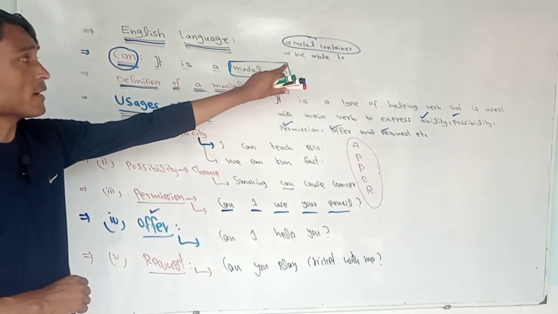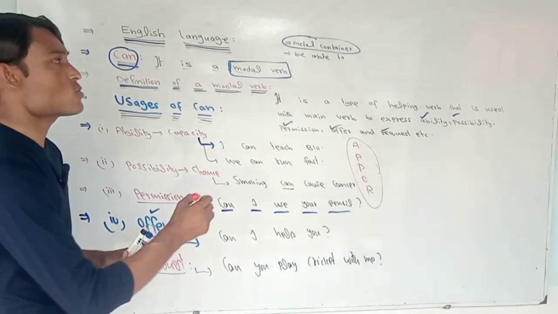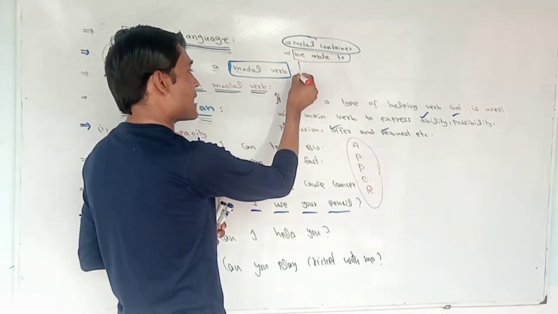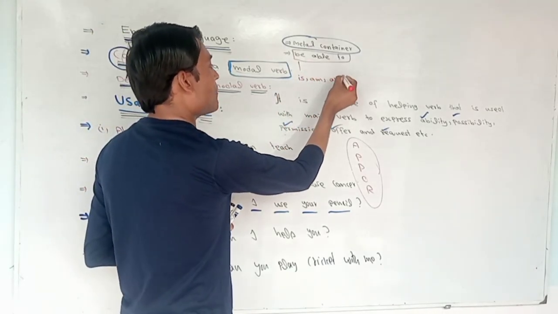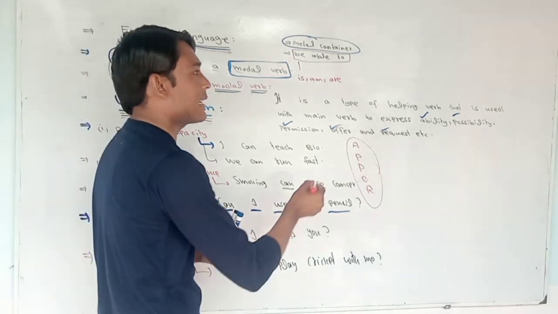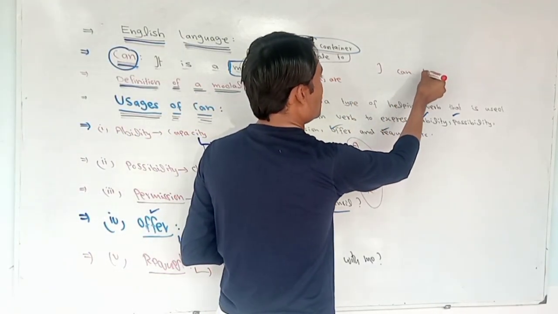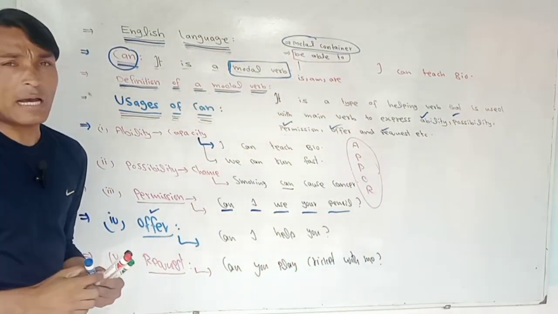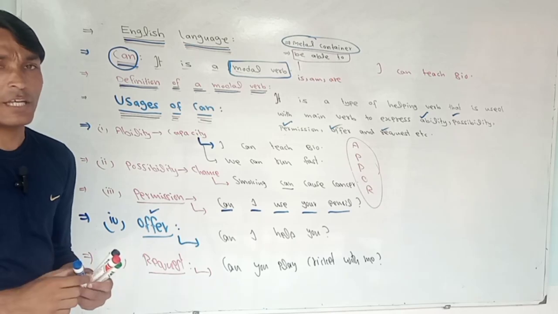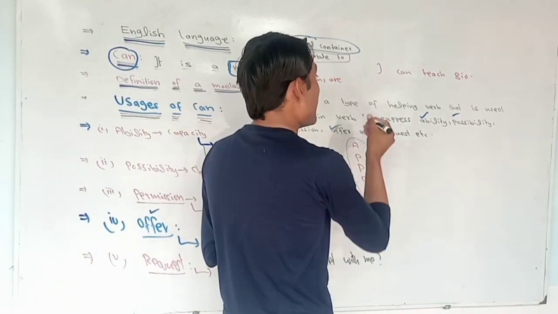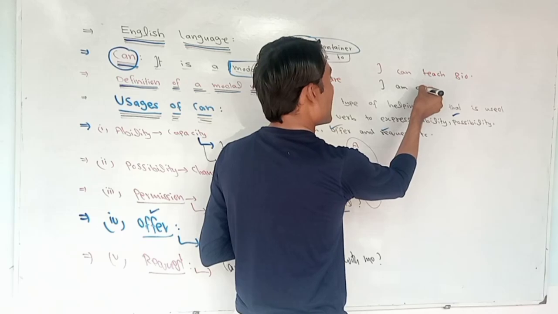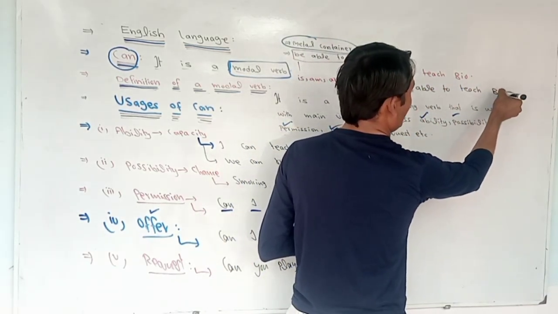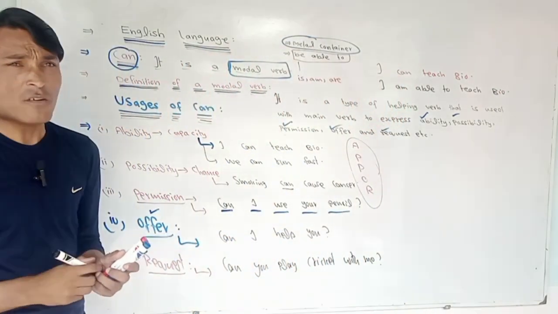Now here we have another word: the word can is also equal to be able to. Here, be means am, is, are. For example, if I want to say "I can teach bio", I can teach biology, or bio. Instead of this, I can say "I am able to teach bio." These two have the same meaning.